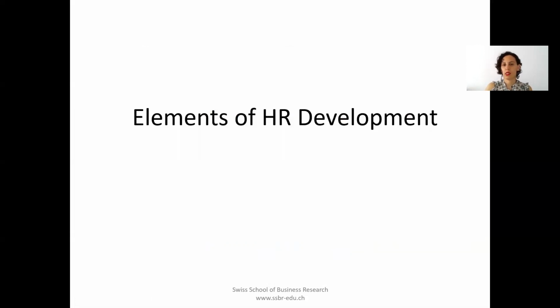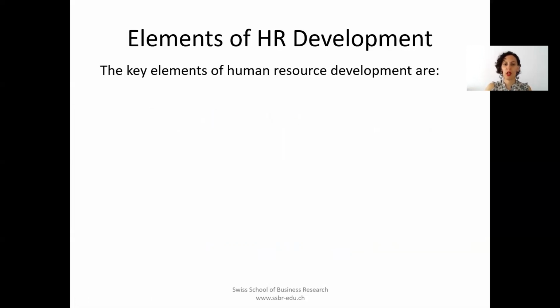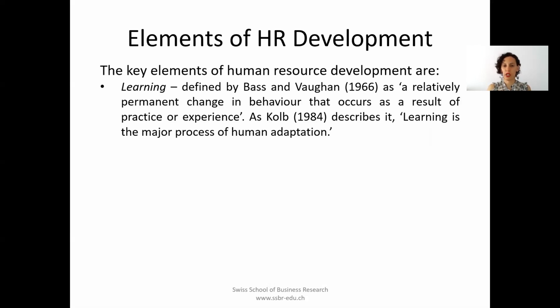So what are the elements that we have to look at as part of HR development? Well, the key elements are learning. And learning, we all understand what that means. But the textbook definition is that learning is a relatively permanent change in behavior that will occur as a result of practice or experience. Another textbook definition is that learning is a major process of human adaptation.